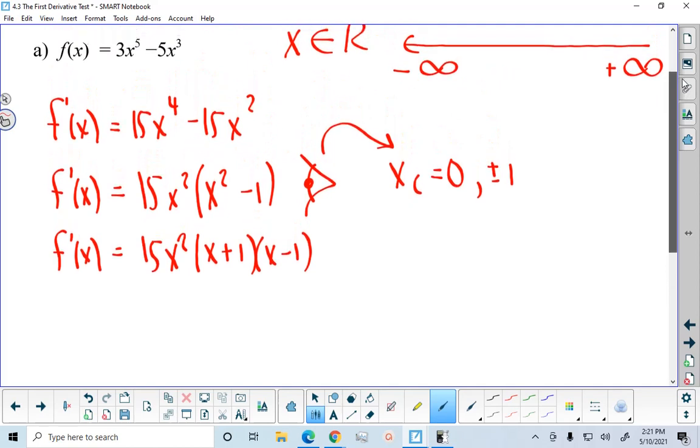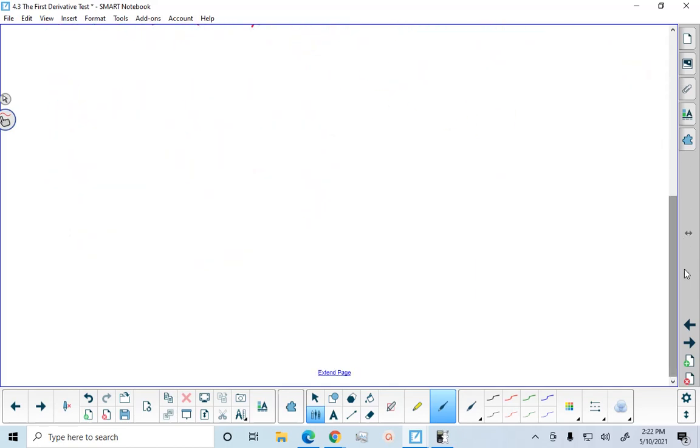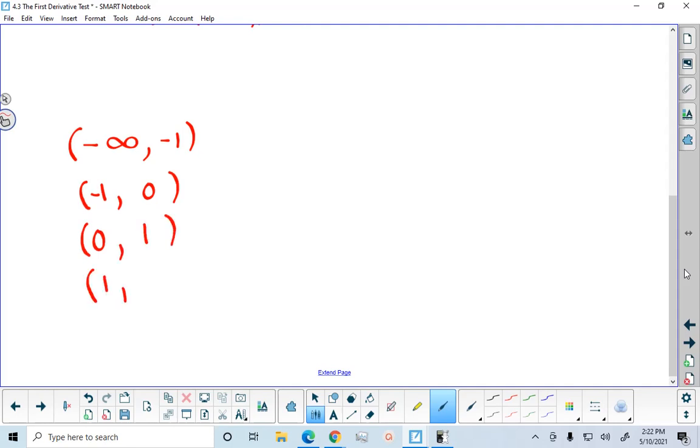So we're going to cut this at negative 1, at 0, and at positive 1. Our intervals will be negative infinity to negative 1, negative 1 to 0, 0 to 1, 1 to infinity. So we build that chart: negative infinity up to negative 1, negative 1 to 0, 0 to 1, 1 to infinity.